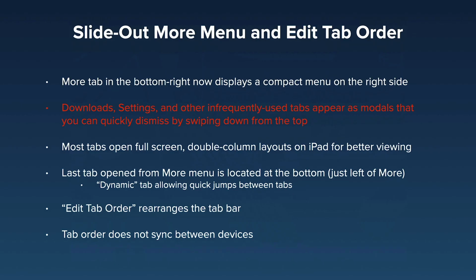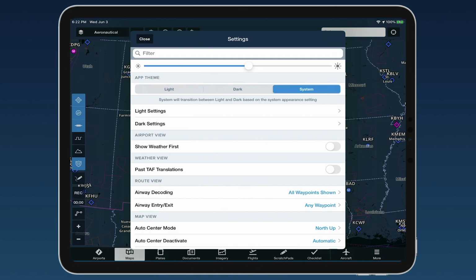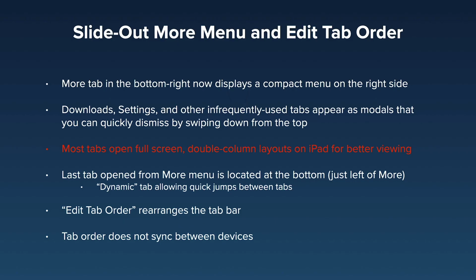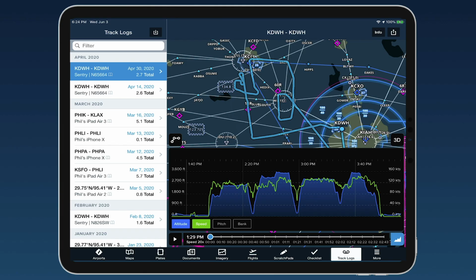Downloads and settings and other infrequently used tabs appear as modals that you can quickly dismiss by swiping them down from the top. So if you tap on settings and you go through your settings, when you're finished, just swipe down and it will be eliminated. Most tabs open full screen with double columns now, so you'll have better viewing.